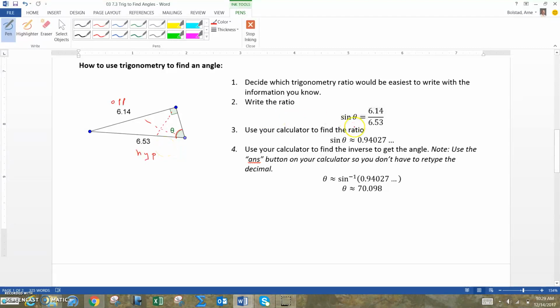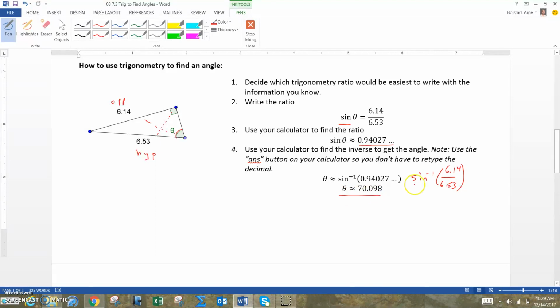All right? So we write sine theta equals opposite over hypotenuse. That's 6.14 over 6.53. You can either do the division with your calculator, or, if you so desire, you can actually substitute in here, when we're solving, the actual fraction. That way you don't have any round-off error, but you would need to use parentheses. Okay? Either way, theta is going to come out being 70.098.